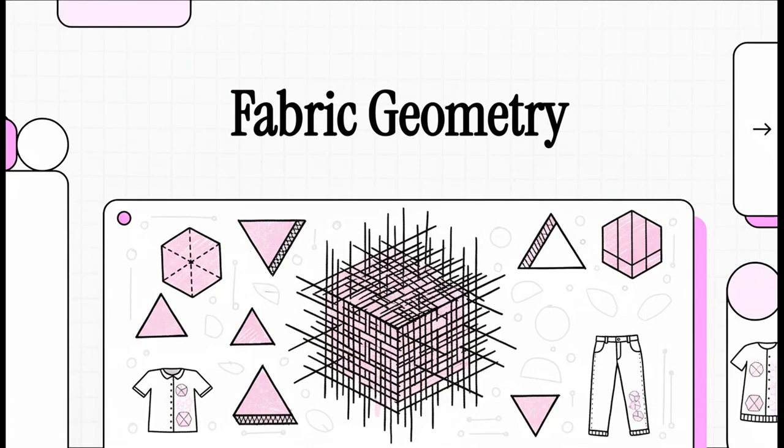We're surrounded by fabric every single day. But have you ever stopped to think about what's going on inside the threads? Well, it turns out there's a hidden code, a whole language of geometry that dictates literally everything about your clothes. Today, we're going to crack that code.